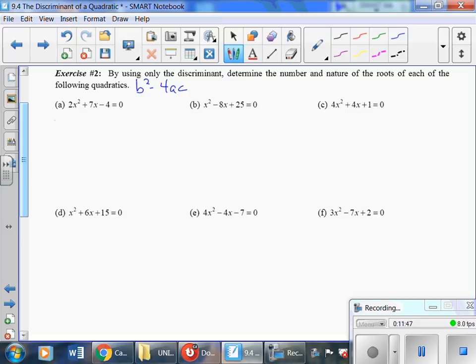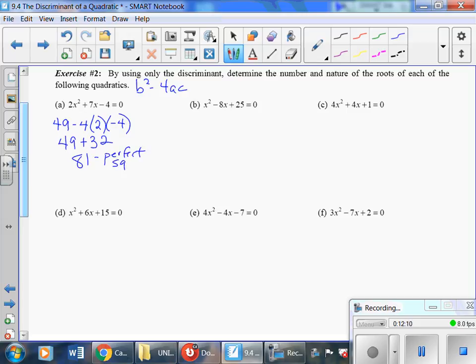So b squared is 49 minus 4, here we go, we have an a this time, times a times c. So here we get 49 plus, because the double negative is plus, 16 times 2 is 32. And when you add them together, you get 81. So because of our discriminant, we know this is a perfect square.